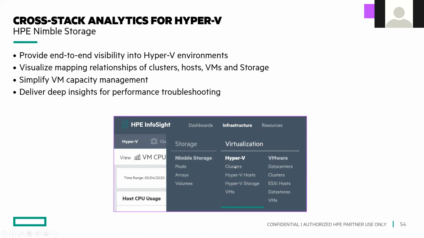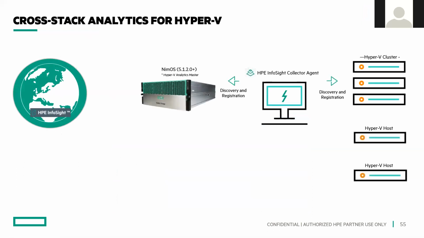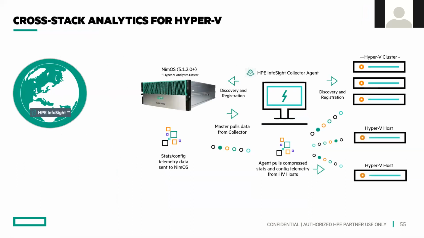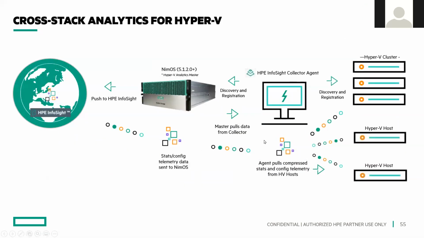And so there as well, we can now see clusters, the host, the storage, and the VMs as well. What you need to do for that works with the so-called collector agent. So this is the complete picture at the end. There is that collector agent, which needs to be installed somewhere. Then you register your storage array, and that agent will connect with the hypervisor host. It will collect all the performance information from all your one or multiple clusters.